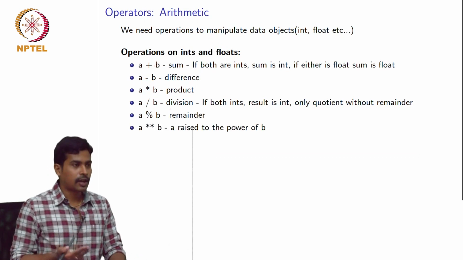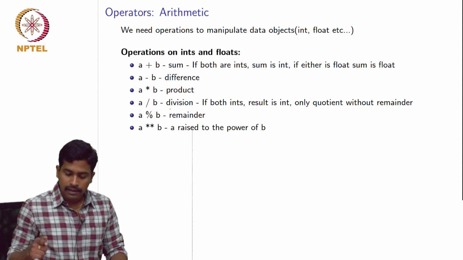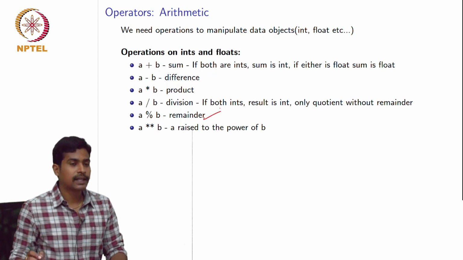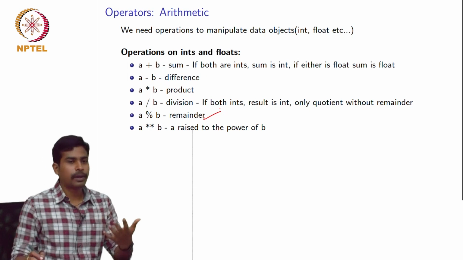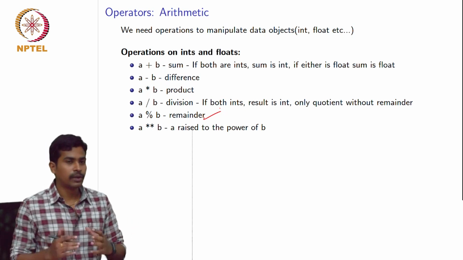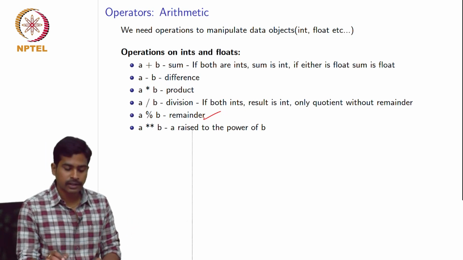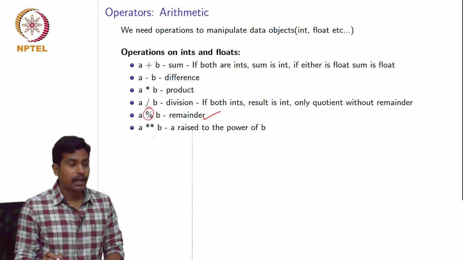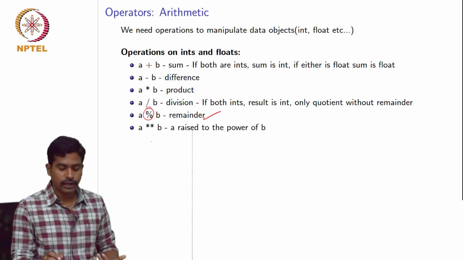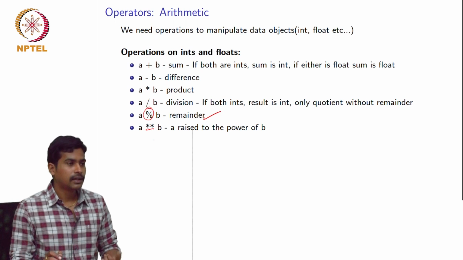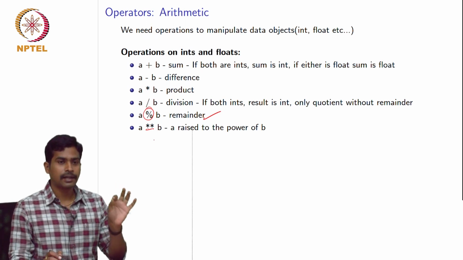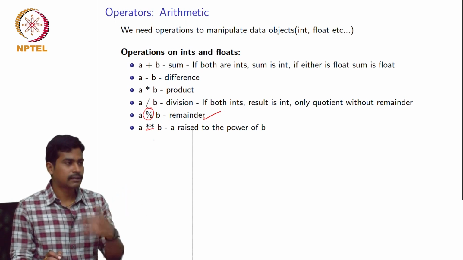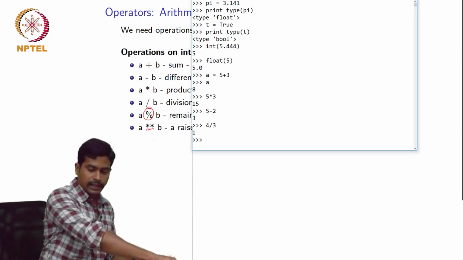There are other operations, for example the percent operation, which is a remainder operation. If you want to know the remainder when you divide a number by another number, you can use this percent symbol. And if you want to calculate the power of a number, you can use the double star. A single star is for multiplication and if you use 2 stars it's power. So let's quickly try those things.